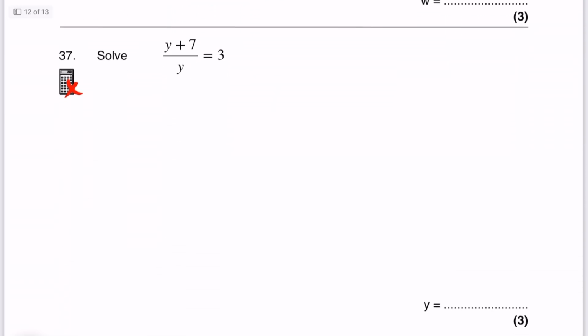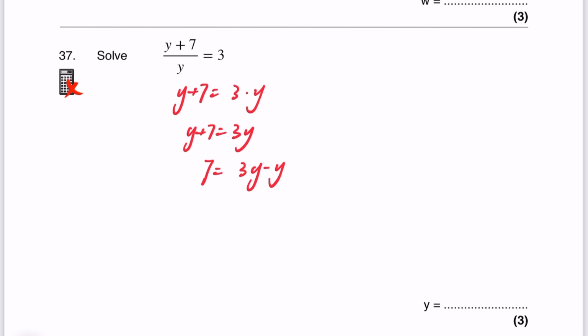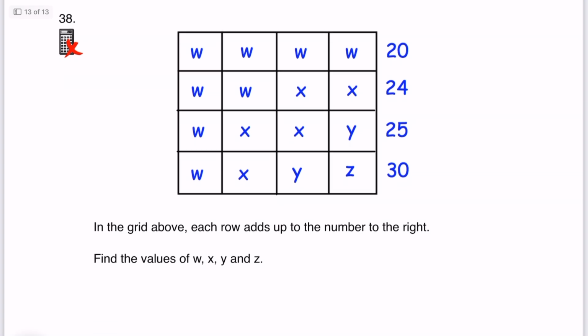For question 37, like before, we need to simplify the fraction by getting rid of the denominator. Y plus 7 equal to 3 times y. Y plus 7 equal to 3y. Let's do rearrangement. 7 equal to 3y minus y. 7 equal to 2y, which is why the final answer is y equal to 7 divided by 2, which is 3.5. Okay, let's move on to the last page, shall we?